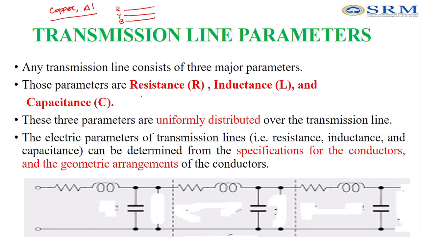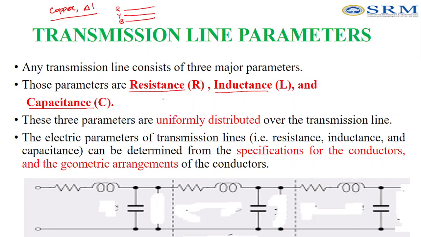So those parameters are nothing but resistance, second one is inductance, and third one is capacitance. Resistance is the character of a component which is going to resist or oppose the flow of current. Same way, inductance is also going to oppose the flow of current, but when there is a change in current. And similarly, capacitance is also going to oppose the current when there is a change in voltage.